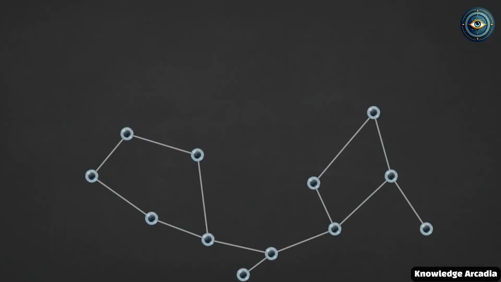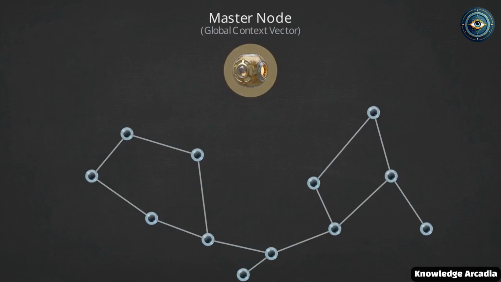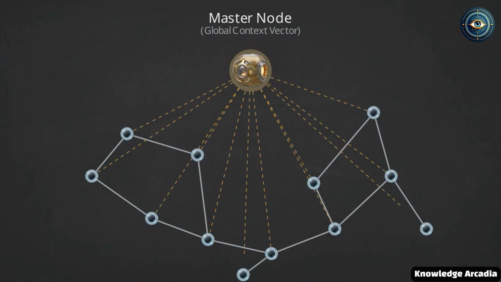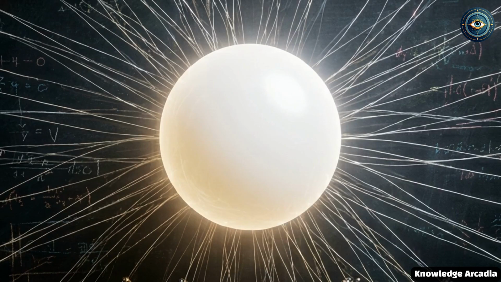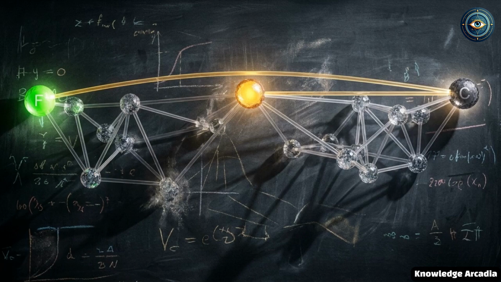Gilmer's team bypassed this by introducing a master node, also known as a global context vector. This schematic shows a central hub generating virtual edges connecting directly to every single atom. During every time step, every node reads from and writes to this global scratchpad simultaneously. This reduces the communication distance between any 2 atoms to exactly O of 1. Data from a fluorine atom on the left instantly informs a carbon atom on the right.